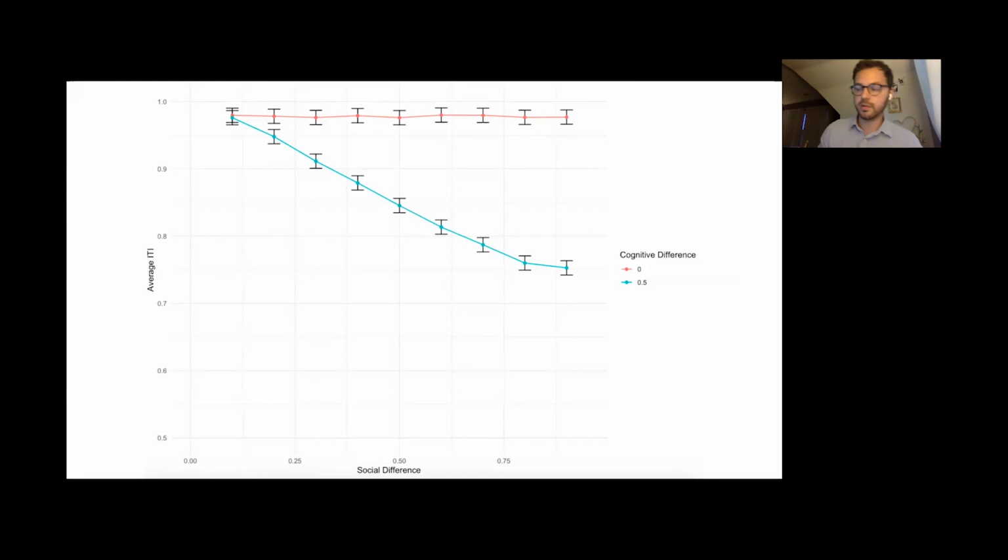However, if we look at a cognitive difference level that's higher, say 0.5, we can start to see some differences or impact of interdependence. So this is suggesting that when you have cognitive differences and you increase your social difference, so people say different things and talk to different people, the impact of interdependence is going to be high, and you should consider using an interdependent model.